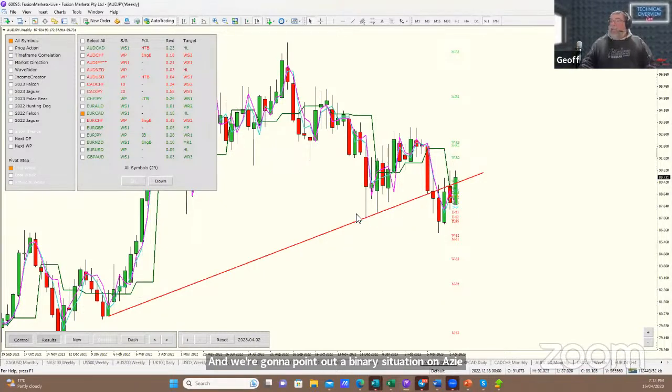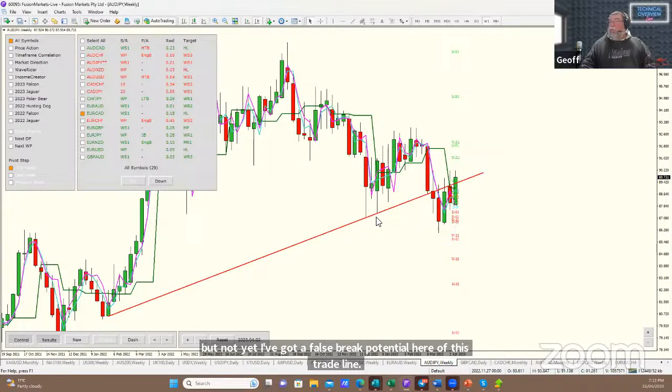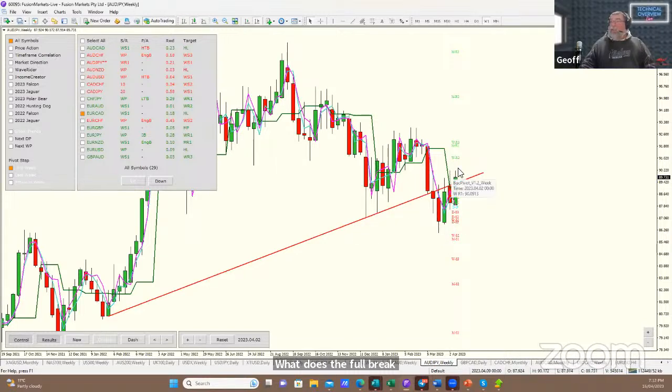What I see here is the potential for this to go long, but not yet. I've got a false break potential here of this trade line. What is a false break potential? I've broken the level. I've hit a support level, come back above this trend line or trade line, if you like, and I'll be looking for a retest of that. So this is right now in a position where I can't trade it long.